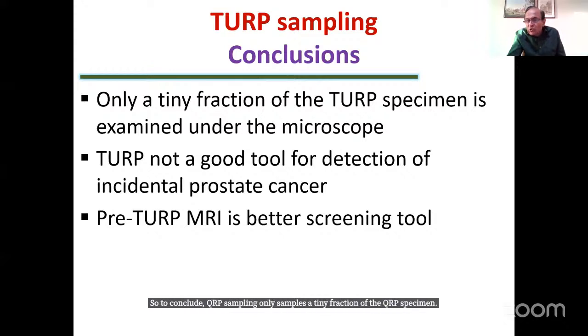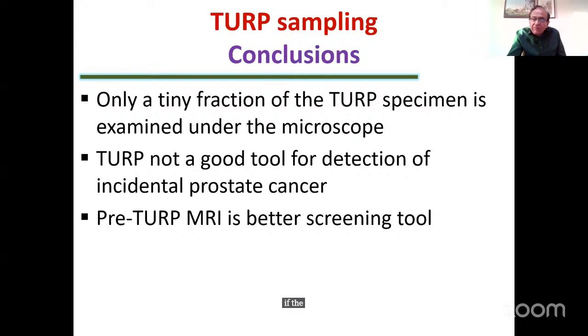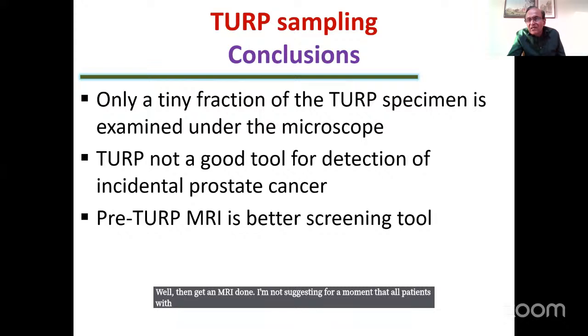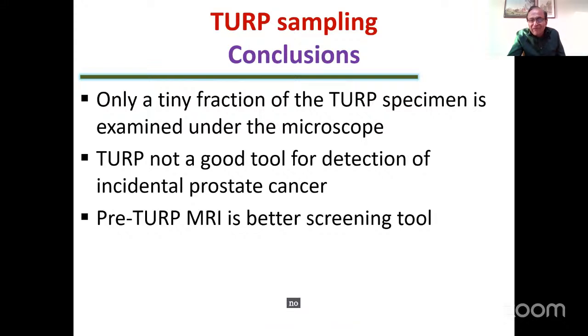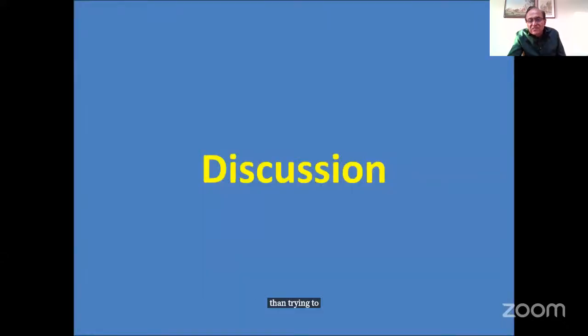TURP is not a good tool for detection of incidental prostate cancer. If a patient really was worried and wanted to be screened for prostate cancer, well, then get an MRI done. I'm not suggesting for a moment that all patients with no clinical suspicion of malignancy should have MRI, but that would be a better tool than trying to screen patients with TURPs.